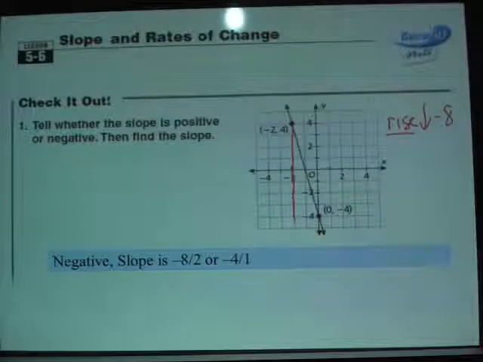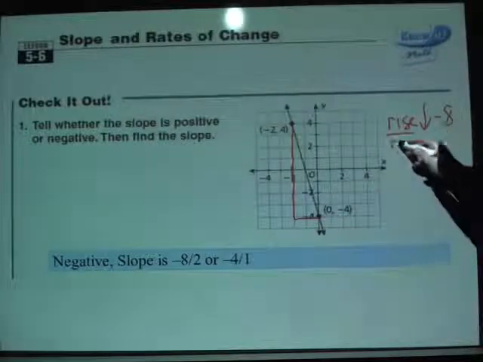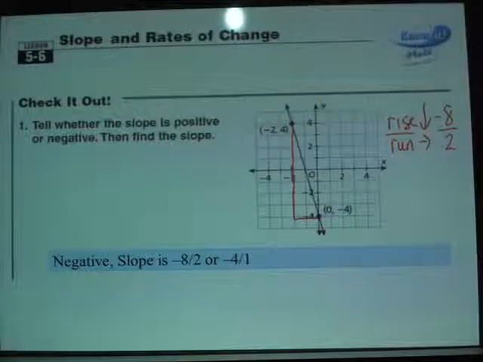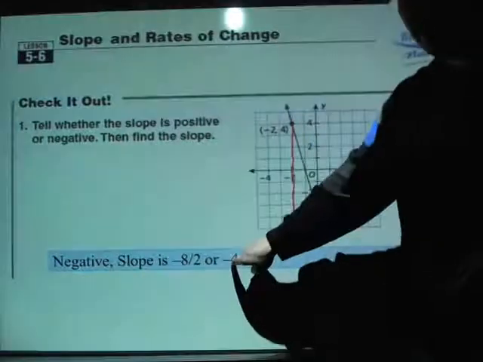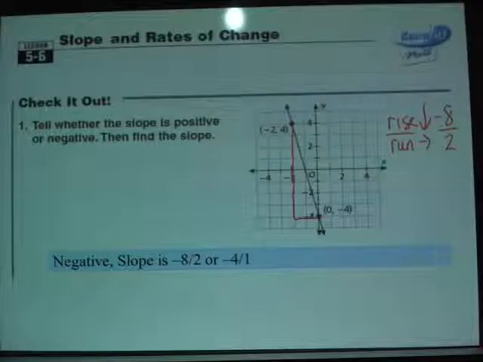Then I've got to figure out my run. My run is how much I go to the right to get to that point. Well, in this particular problem, I go 1, 2 jumps to the right. So my run here is 2. So the slope of that line is negative 8 over 2, or the fraction that reduces down to negative 4 over 1. And again, as I said in the introduction, realize that I said the slope was negative, and this answer was also negative. It has to be that way. If I'm saying the slope is positive, that numeric result should also end up being positive.